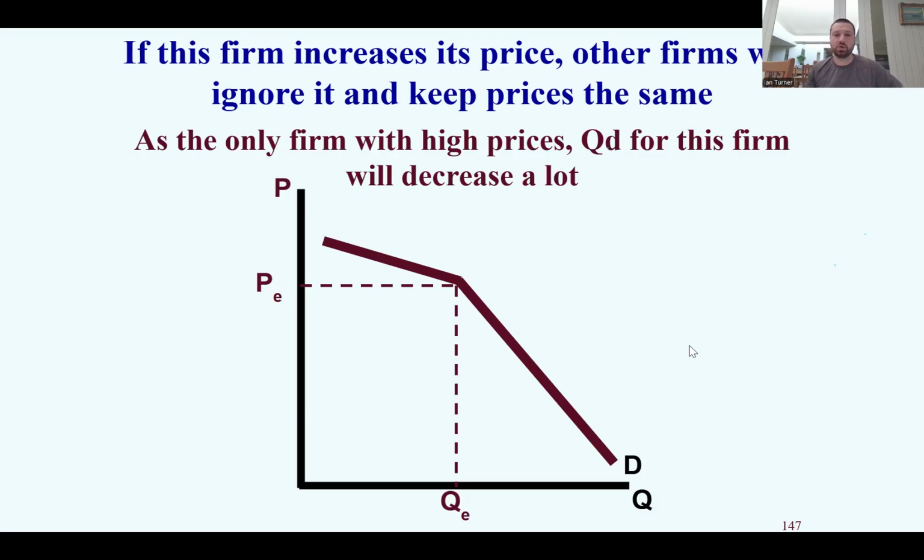Okay, so think about it this way. If you increase prices and everybody that's non-colluding with you just keeps their prices the same, your quantity demanded is going to decrease quite a bit because you are the only firm that has high prices in this oligopoly situation. Everybody just stayed with you. Okay. And that gives you this first bit of the demand curve.